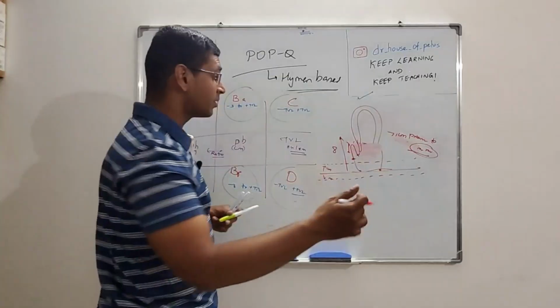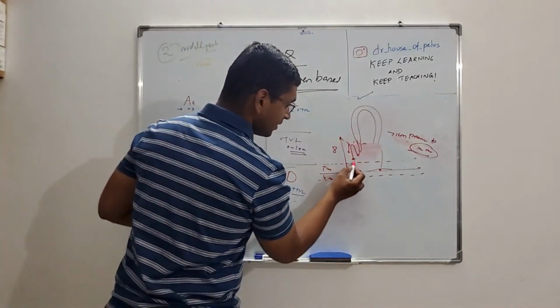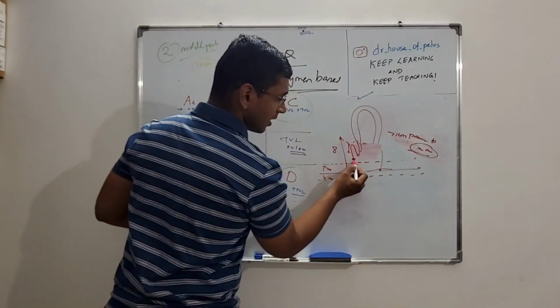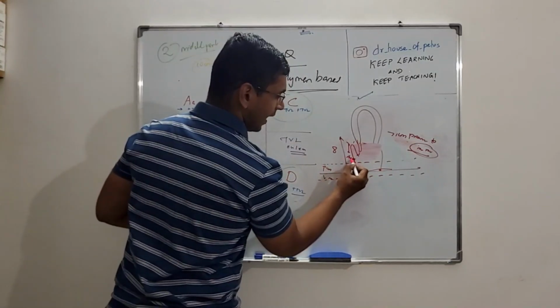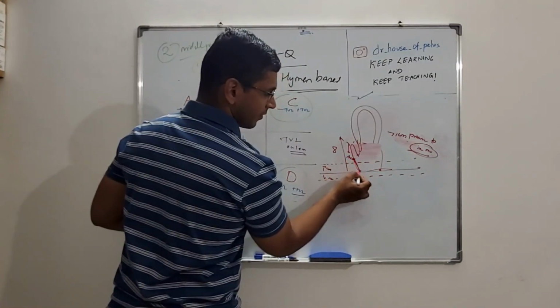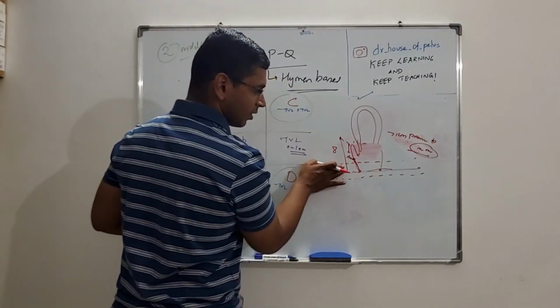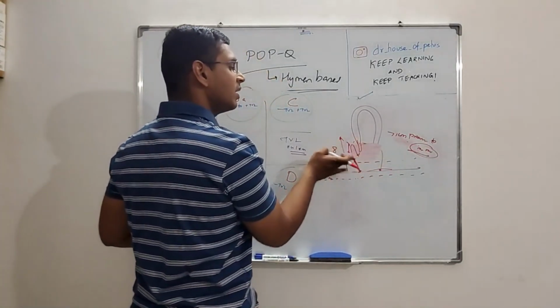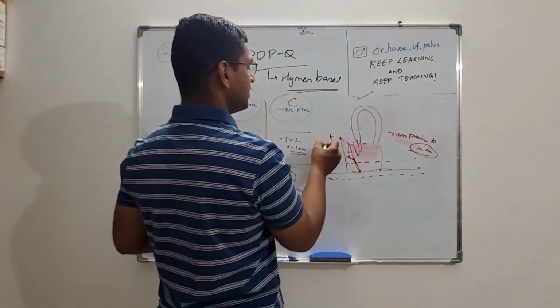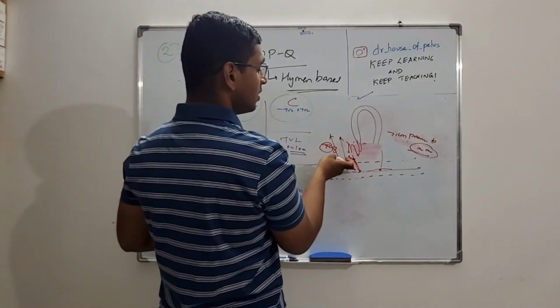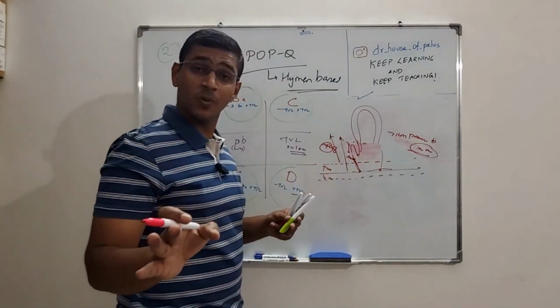Now you have 7 centimeters of fall, because point A is 3 centimeters from the hymenal ring, and at the level of 1 centimeter is where I am having the cutoff. So if it is above that level, it will be considered, which will be around this length, 7 centimeters, right? So till this it can fall, it will still be stage 1.